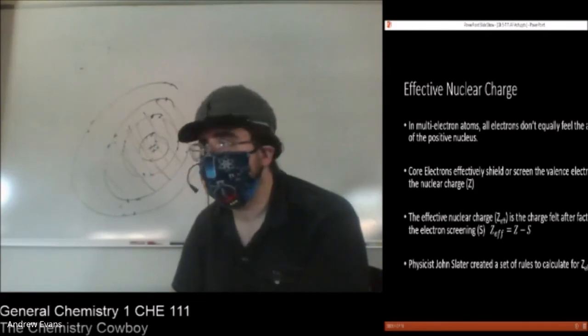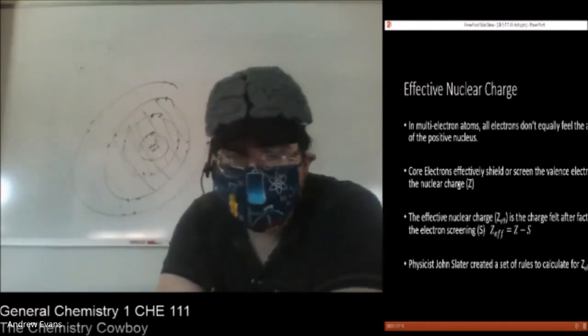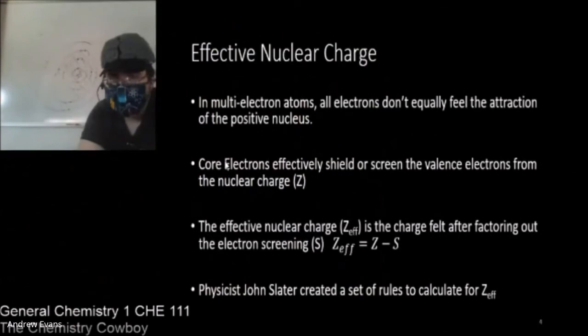Same way that we're essentially trying to shield the outer layers. And so the core electrons are shielded from the nuclear charge Z. So we can get a Z effective. The effective nuclear charge felt by an electron is going to be some ratio of Z minus S. S is the shielding factor.